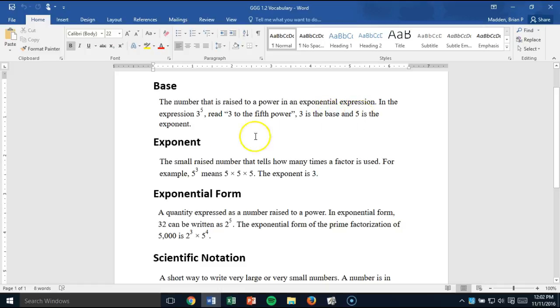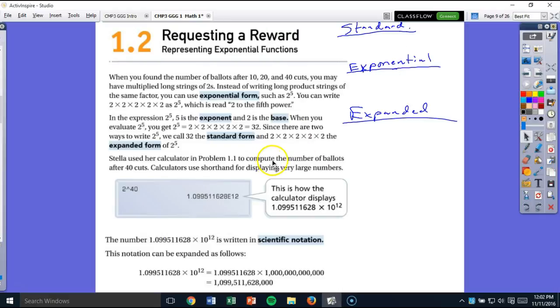When we look at exponent, it is the small raised number that tells how many times a factor is used. For example, 5 to the 3rd means 5 times 5 times 5. The exponent is 3. When we evaluate 2 to the 5th, we get 2 times 2 times 2 times 2 times 2 equals 32. Since there are two ways to write 2 to the 5th, we call 32 the standard form, and 2 times 2 times 2 times 2 times 2 the expanded form of 2 to the 5th.